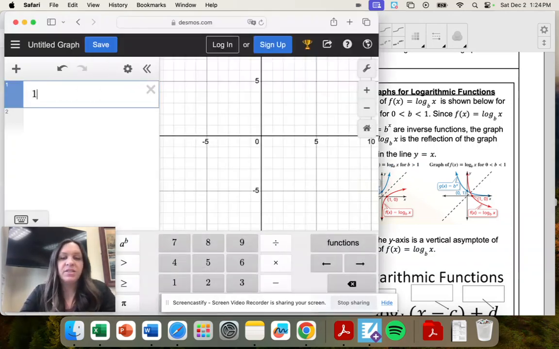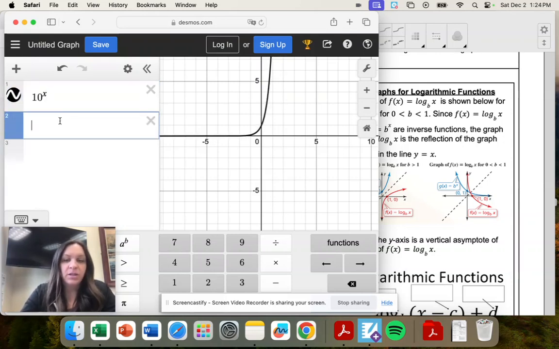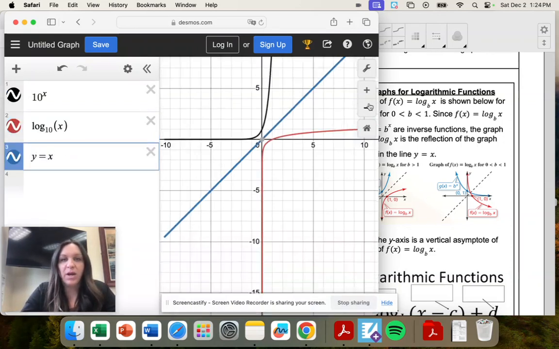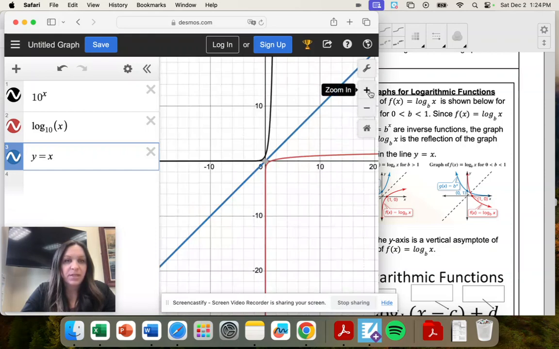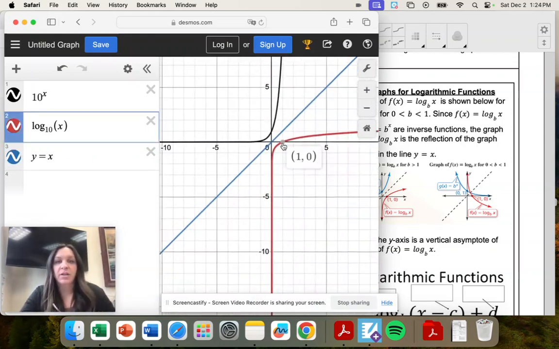So if I have 10 to the power of x, log base 10 of x is a reflection over that line y equals x. Okay, so we're taking our exponential function and we're reflecting it over. The x-intercept is always at 1, just like here the y-intercept is at 1.